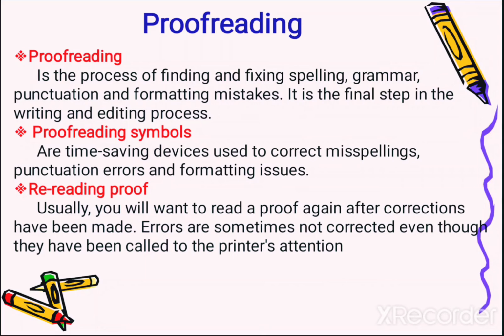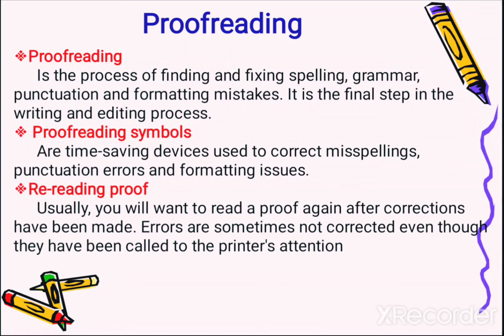It is a time saving device used to correct misspelling, punctuation errors and formatting issues. I already told you about punctuation: full stop, question mark, and if a space is missing in any word. All these things come under proofreading symbols. We are going to discuss in detail later what proofreading symbols actually are. We do that editing in the margin of the given paper.